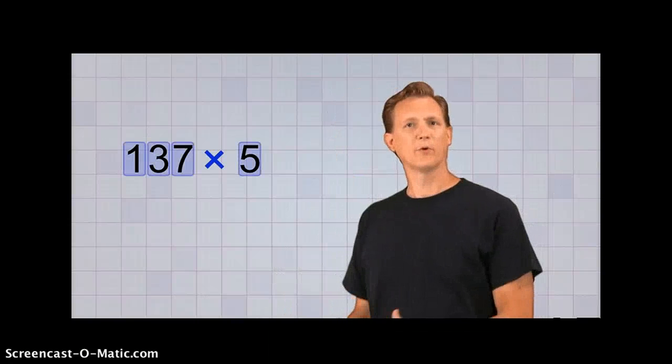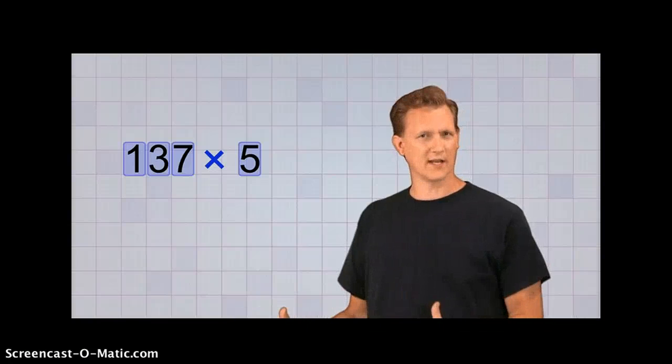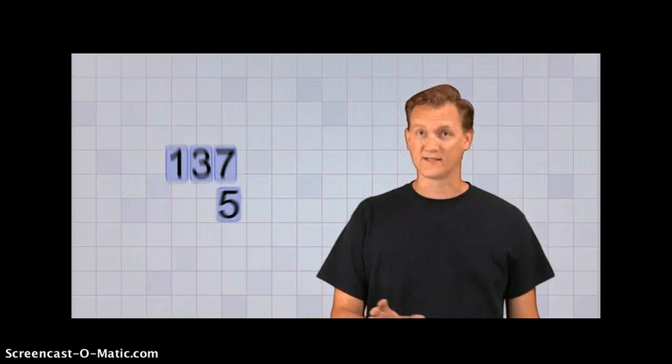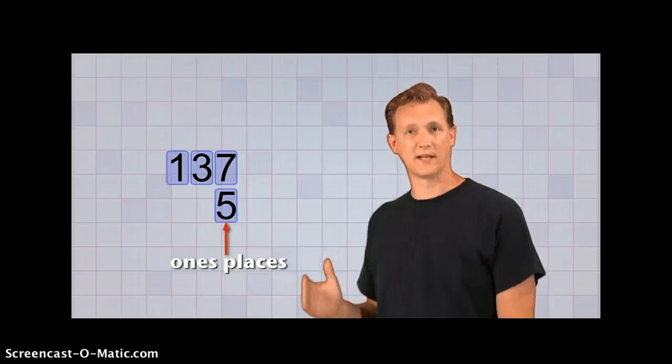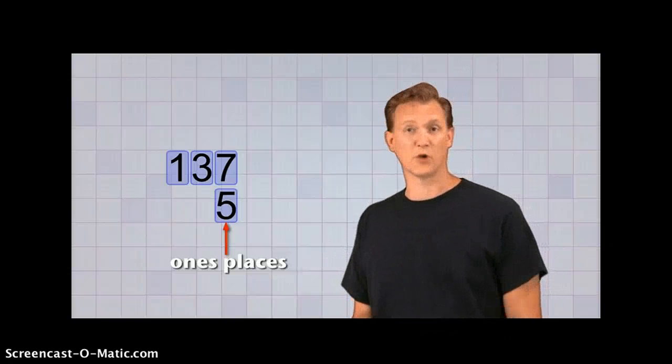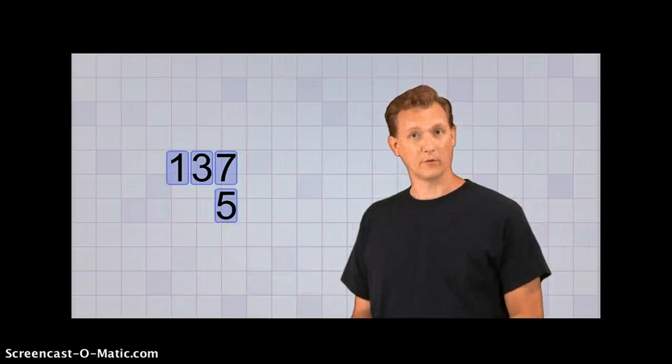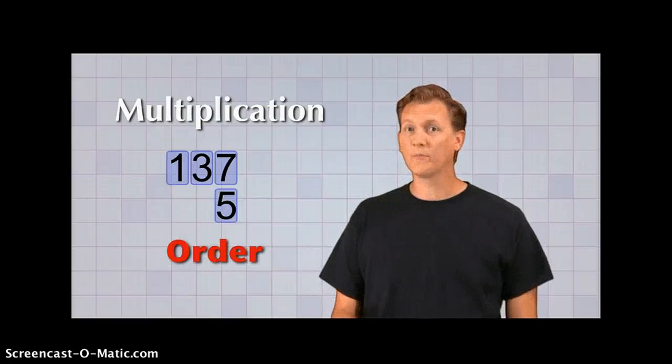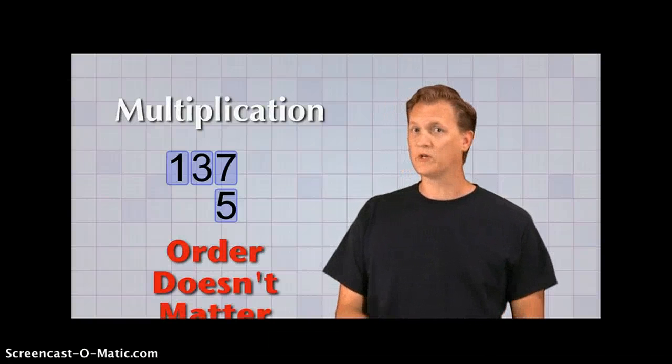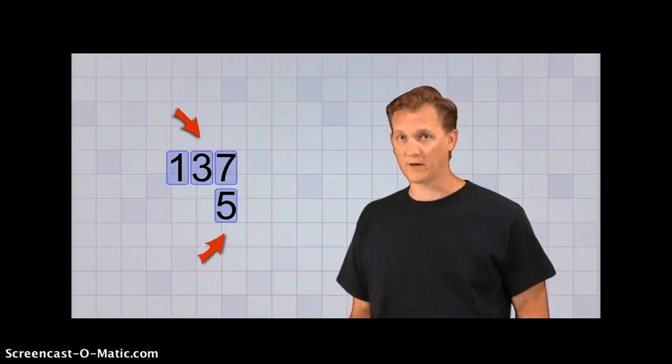Now as you can see, this is a 3-digit number times a 1-digit number. When you're given a problem like this, where the numbers are written side by side, you need to rewrite it in stacked form, with the ones places lined up the way we did with addition and subtraction. Now you might remember with multiplication that the order of the problem doesn't matter, so we could put whichever number we want on the top or the bottom.